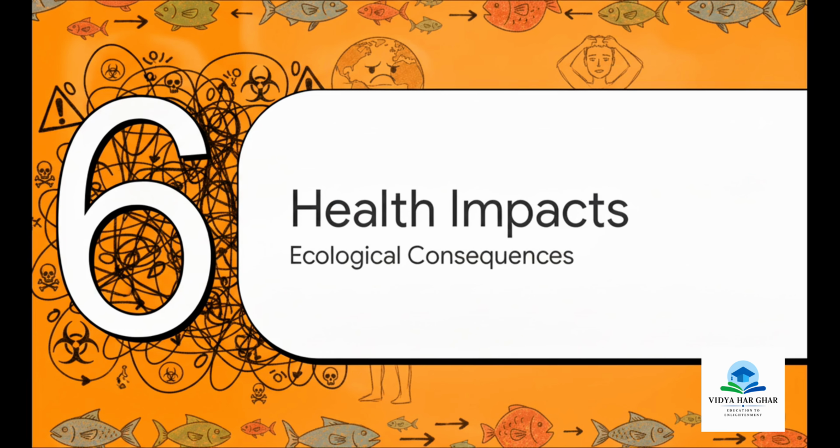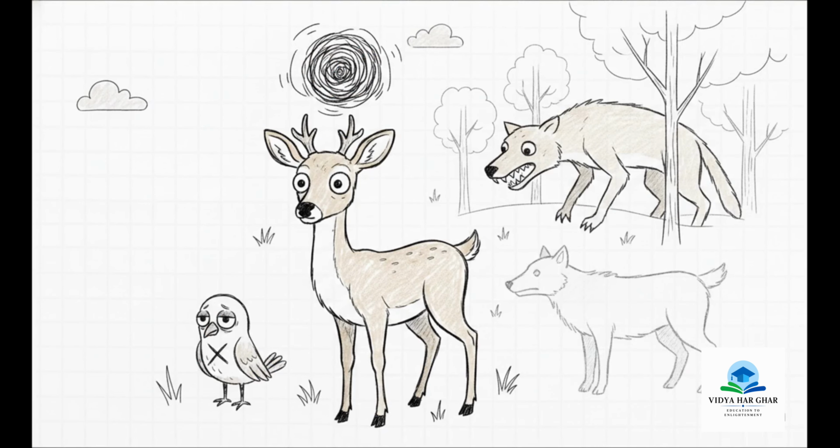Section 6. Ecological and health impacts. So what's the actual fallout here? For wildlife, the buildup of contaminants severely disrupts entire ecosystems. And it's not just about individual animals getting sick. Toxins at high concentrations completely impair reproductive functions, leading to reduced fertility across the board.